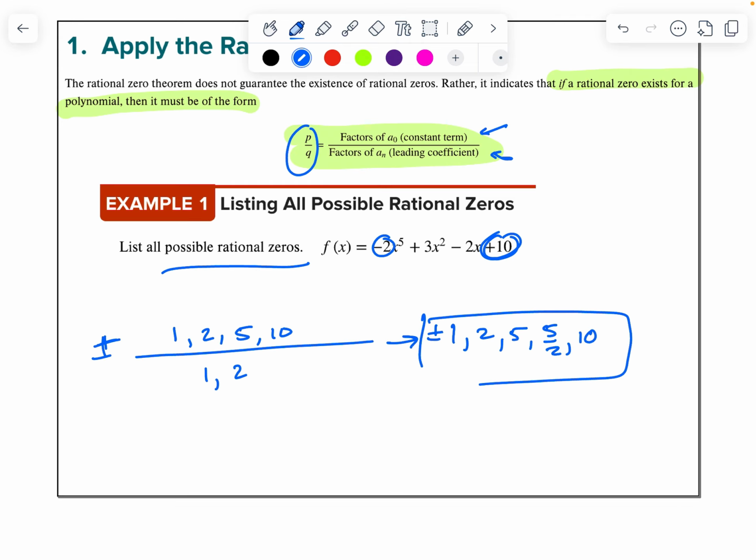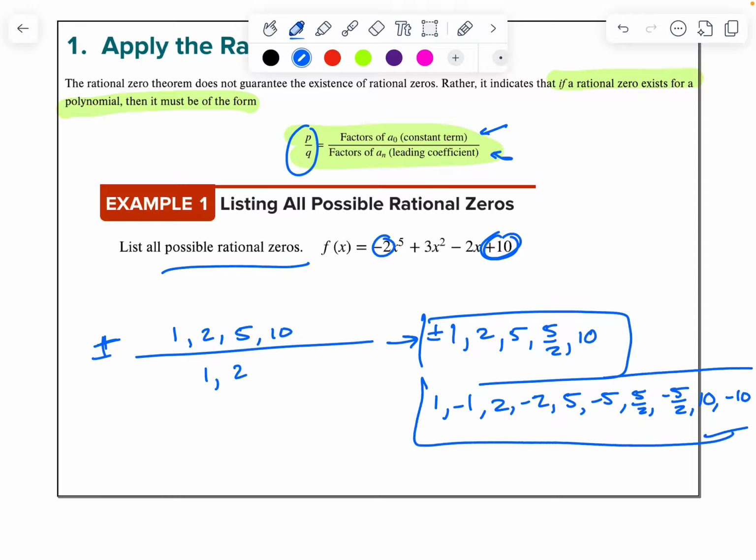It looks like there's only 5, but there's actually 10 solutions listed here, 10 possible solutions. Positive 1, negative 1, positive 2, negative 2, positive 5, negative 5, positive 5 halves, negative 5 halves, positive 10, and negative 10. Those are all of the possible numbers, all the possible rational solutions. That means when I go to do synthetic division and I'm trying to find a number to put out here, I'm only going to pick from this list. I'm not going to pick any number that's not in that list.